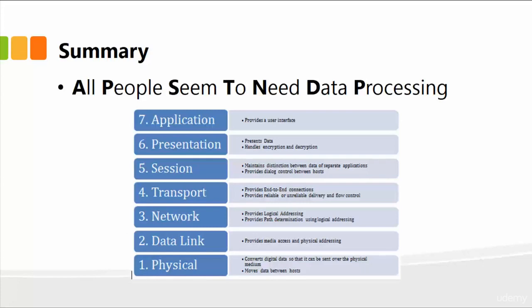If you remember this sentence, all people seem to need data processing, the first letter of each of these words represents each of these layers. So the letter A in all represents the application layer, the letter P in people, the presentation layer, and so forth. I hope this helps. Take a look at this concept again, understand the functions of each of these layers, and with this, let's move to the next lesson.